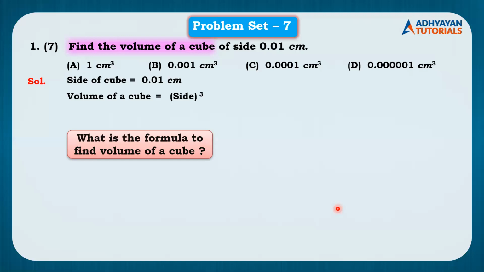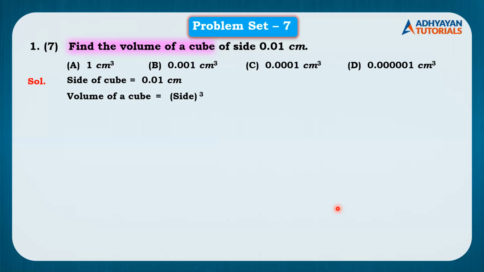So what will we do now? With the value of side is 0.01 centimeter, we will substitute the value of side as 0.01 in the next step. So we can write volume of cube is equal to 0.01 the whole cube.